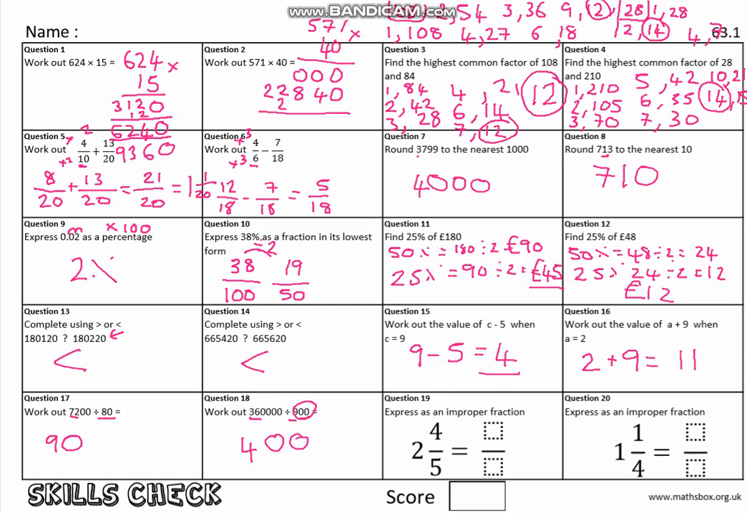Okay, so the last one, it says express as an improper fraction. Now we're more used to doing these the other way round, but we can do this as well. This time we've just got to times this number by the number on the bottom and then add the number on the top. So we would do 2 times 5 is 10 and then add the 4. So 14 over 5 would be our answer. We can try again for this one. We times this number by this number and then add this number. So 1 times 4 is 4, add 1 is 5. So 5 over 4 would be our final answer there.